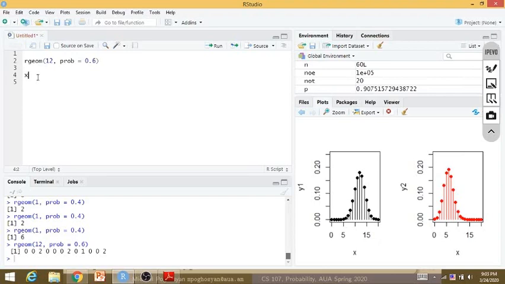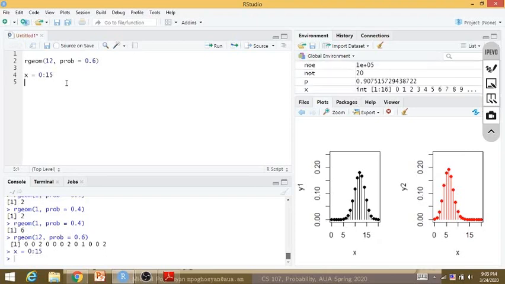So x is running from 0, because our geometric random variable is showing the number of failures, from 0 to say 15. So I'm running this. y is dgeom. I want to have the PMF at those points, at 0, at 1, at 2, up to 15. Here the probability is say 0.6.